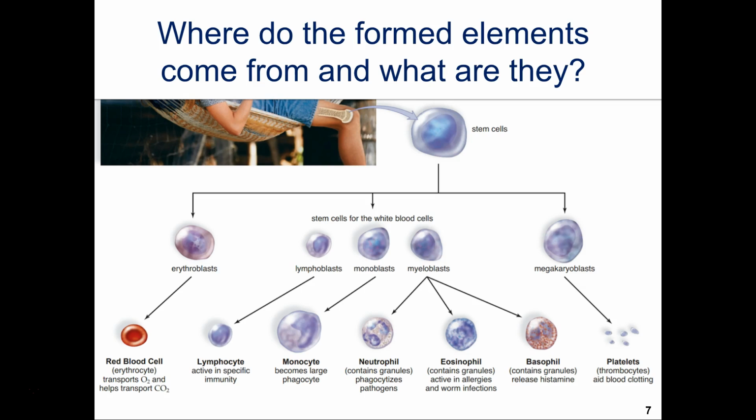And they're also going to form these megakaryoblasts, which are going to form into platelets. And so the location of the three formed elements of your blood, you should know, is stem cells inside of your bone marrow.